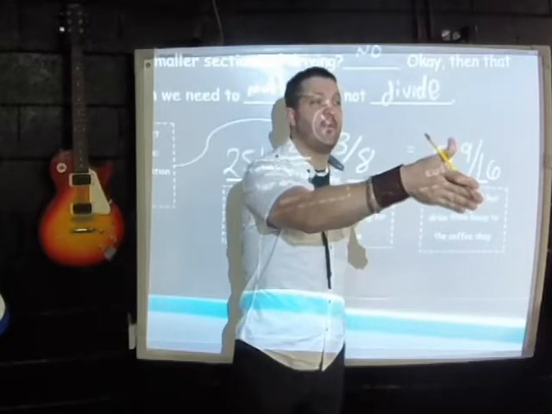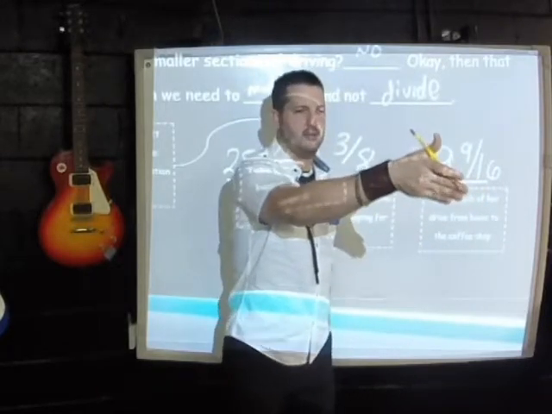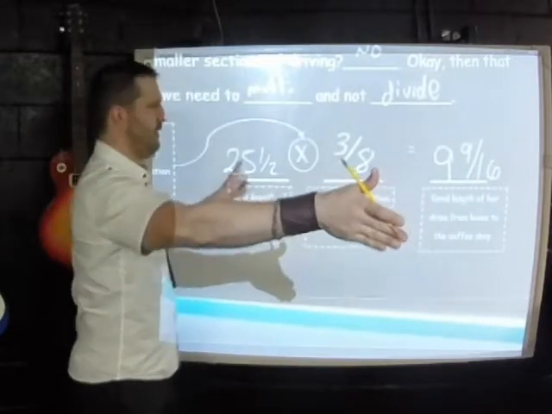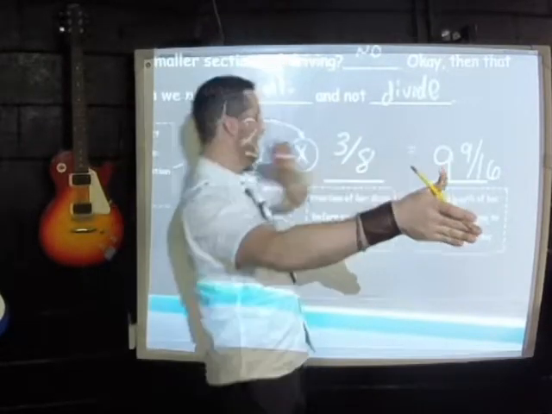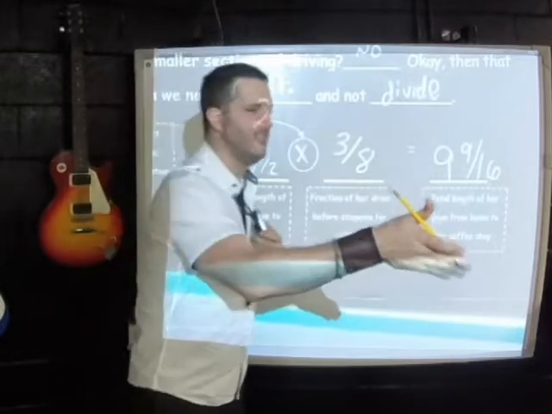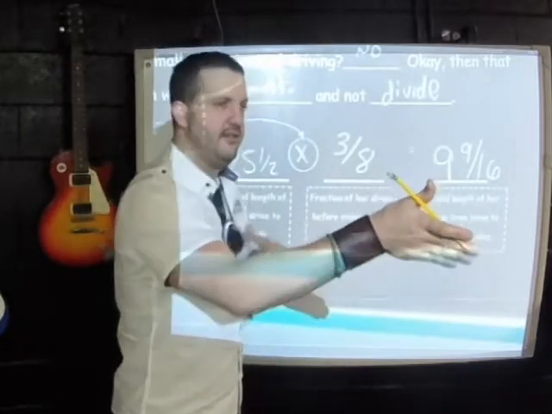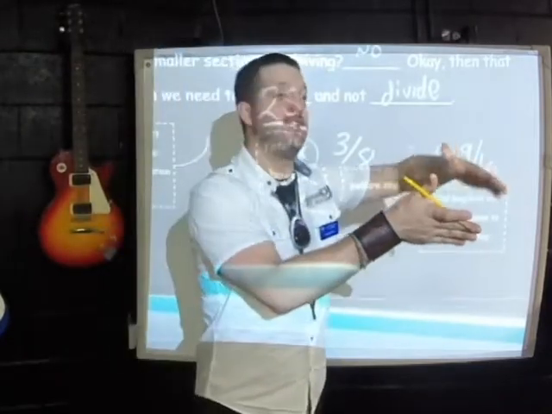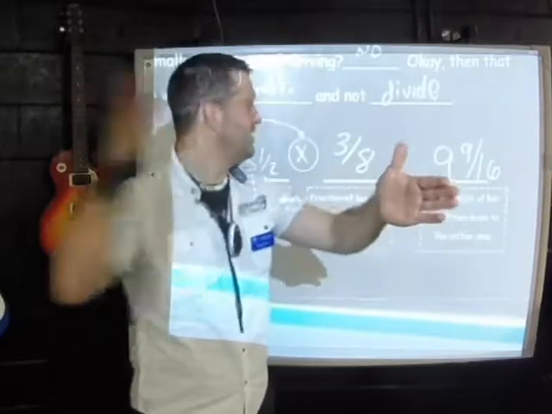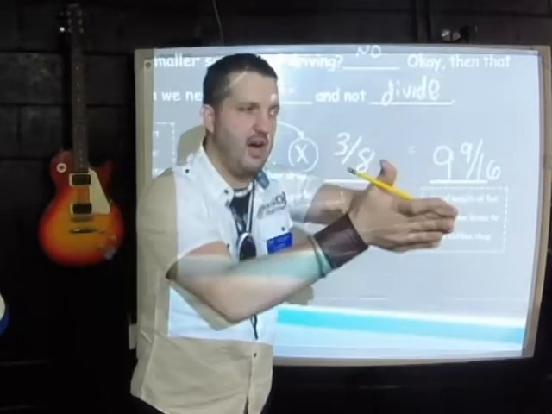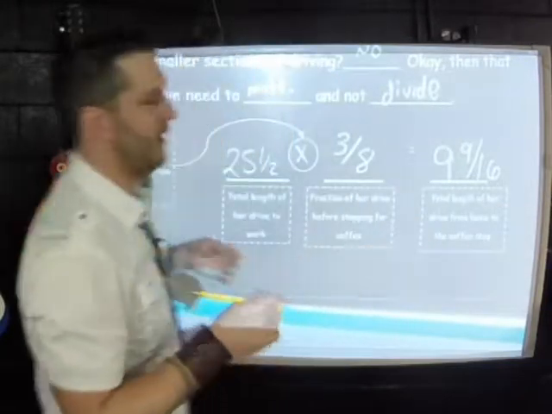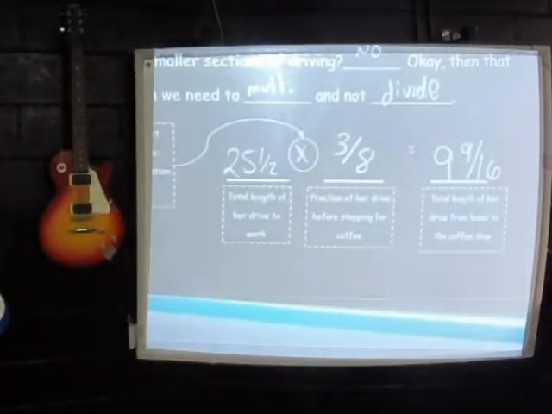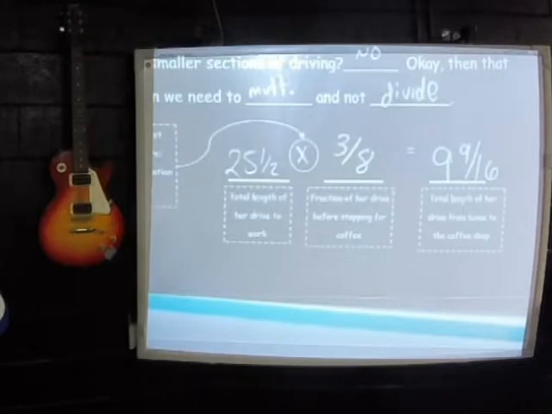Why are you dividing? Subtract what from what? Subtract 9 and 9/16 from 25.5 miles. And then what will that give you, like 16 or 15 and 15/16? Yeah, something like that. So she drives 9 and 9/16, gets some coffee, and then she drives 15 and 15/16, and she gets to work. So that kind of splits her trip up into those two numbers.